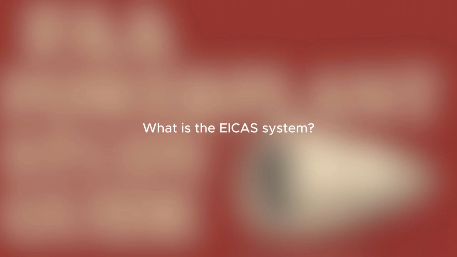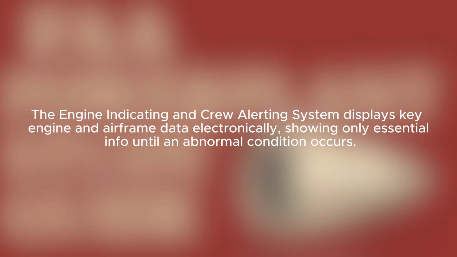What is the EICAS system? The engine indicating and crew alerting system displays key engine and airframe data electronically, showing only essential info until an abnormal condition occurs.